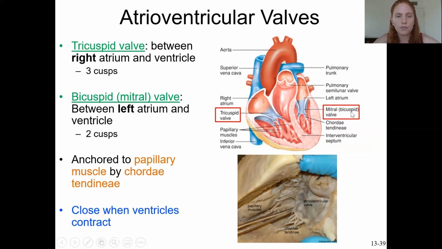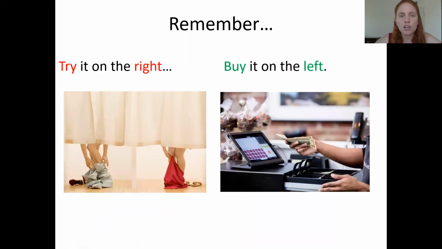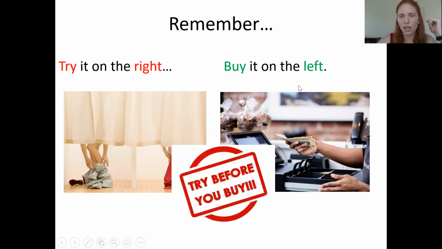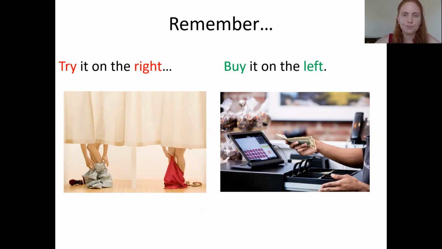Okay, so I like to remember that the atrioventricular valves, you're going to try it on the right, bi it on the left. Sometimes it's really difficult to remember which side it's on. Try on the right, bi on the left. So the tricuspid valve would be on the right side, and the bicuspid valve would be on the left side. You can also think of try before you buy. Tricuspid valve on right, bicuspid valve on the left.